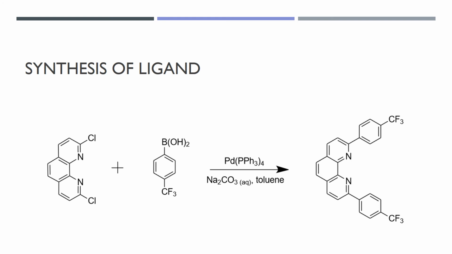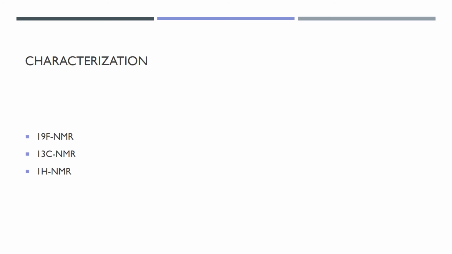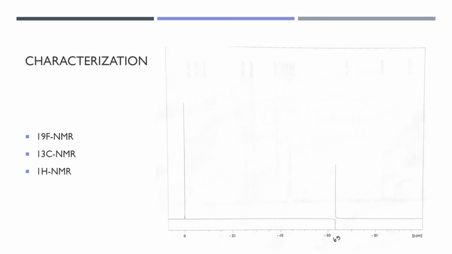So 2,9-dichloro-1,10-phenanthroline and 4-trifluoromethyl phenylboronic acid dissolved in toluene and an aqueous solution of sodium carbonate were added to a reaction flask. The reaction was very air sensitive, so the mixture was sparged with nitrogen before addition of a palladium catalyst. The reaction was heated to reflux and then stirred for 24 hours. The product was collected and examined using thin layer chromatography and then purified using column chromatography. The product was then characterized by using fluorine, carbon, and proton NMR.